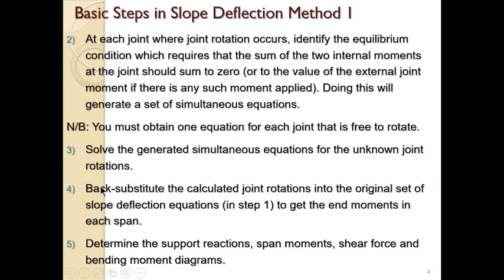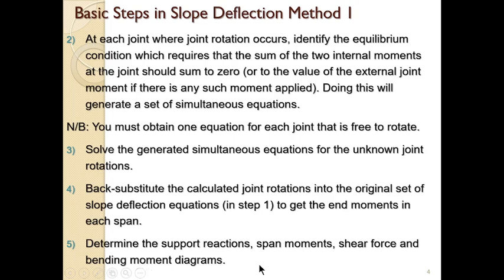And once you solve them, you back substitute the calculated joint rotations, that is theta A, theta B, theta C, as the case may be, into the original set of slope deflection equations that you generated in step 1. Once you do that, you will get the end moment in each span, and then determine the support reaction, the span moment, the shear force, and the bending moment diagram.